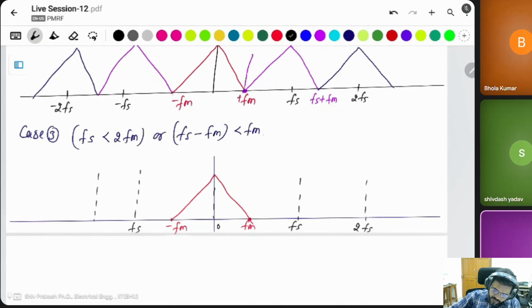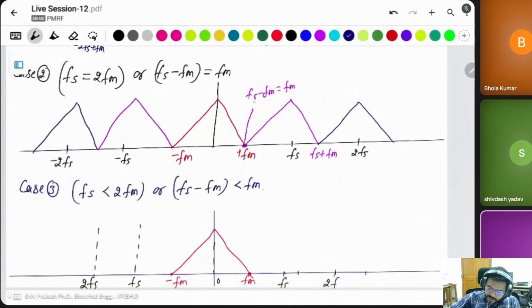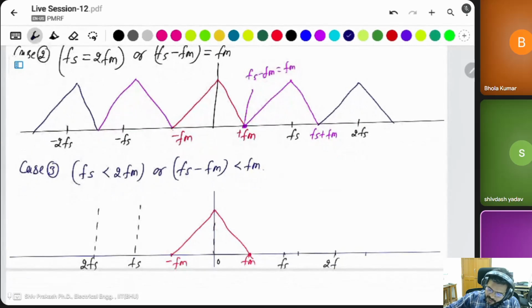Fs, 2Fs. What happened here? Fs minus Fm is less than Fm. It means for this signal, Fs minus Fm is less than Fm. We started from here and go to here. The next signal started from here and goes to here.